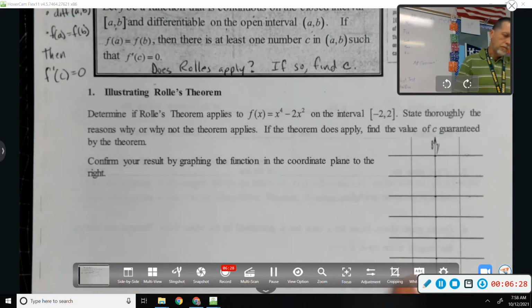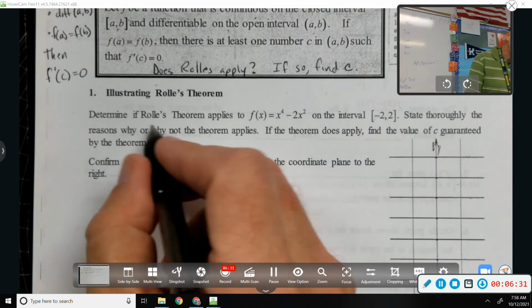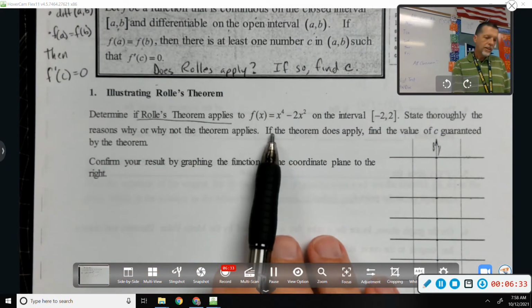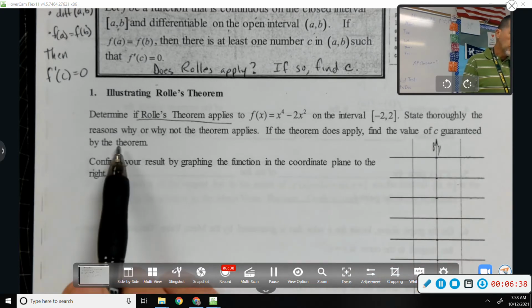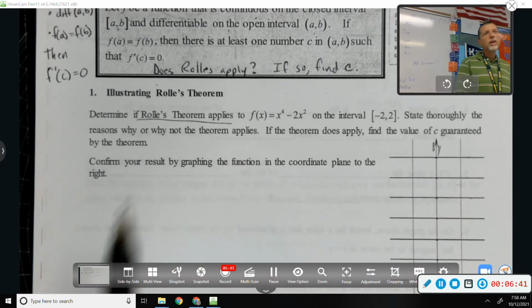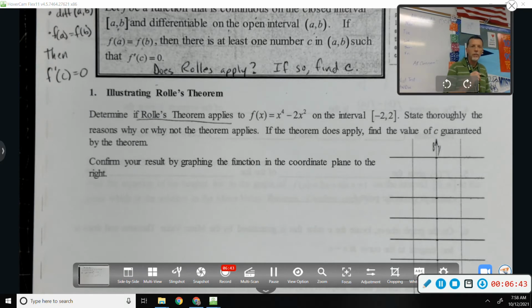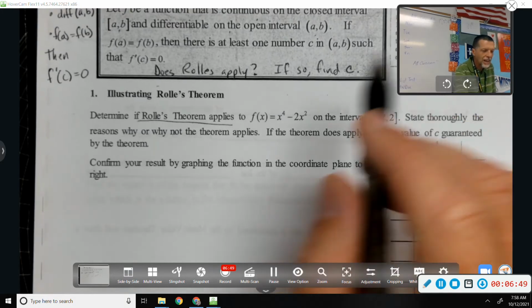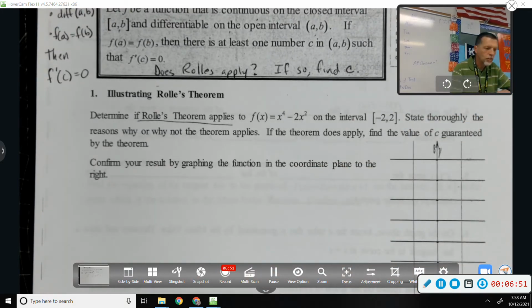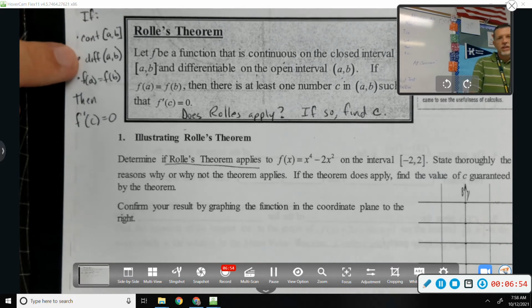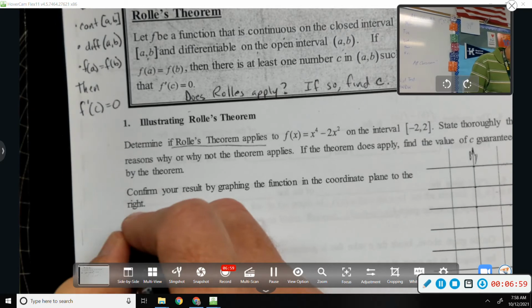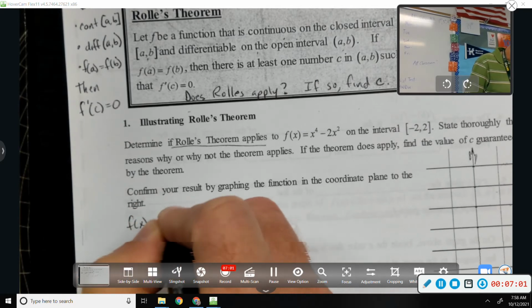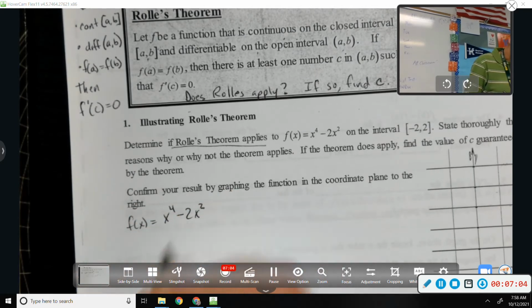In fact, right off the bat, determine if Rolle's theorem applies to f of x equals this function between -2 and 2. State thoroughly the reasons why or why not the theorem applies. This is where we might start missing points on tests, because you jump to the end without stating and showing that Rolle's theorem works. For Rolle's to work, it's got to be continuous, differentiable, and the y values have to equal each other. So f of x equals x to the 4th minus 2x squared.